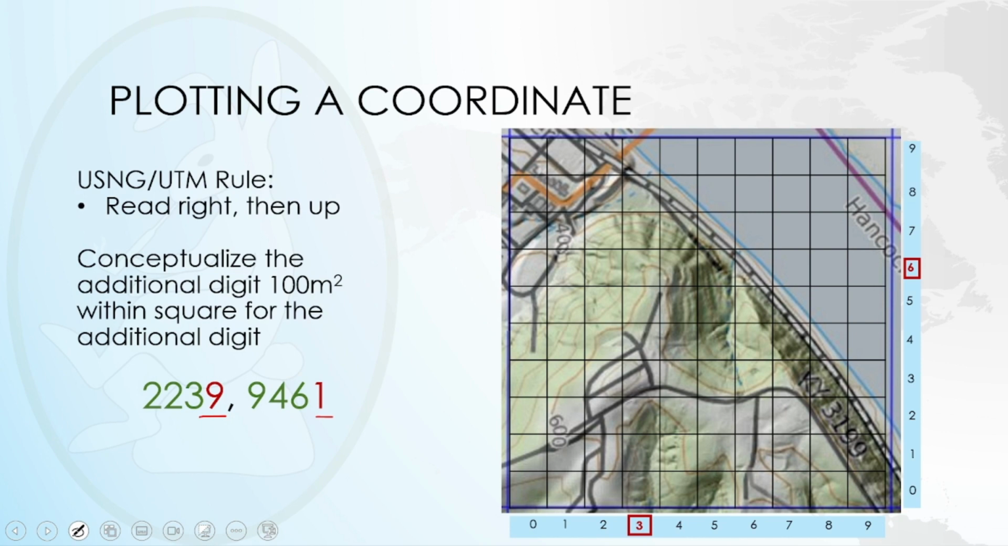Okay? The rule is still the same. Read to the right and then read up. The rule is always the same. But by adding this additional digit, we can get you within 10 square meters of an intended target. This may sound very technical because our grid reader only has, it's not broken down that way. The grid reader gets you to 100 meters square, but you have to conceptualize a little bit.